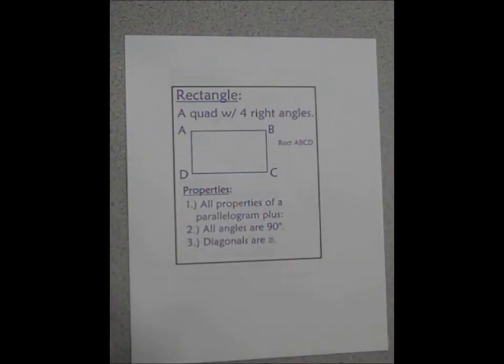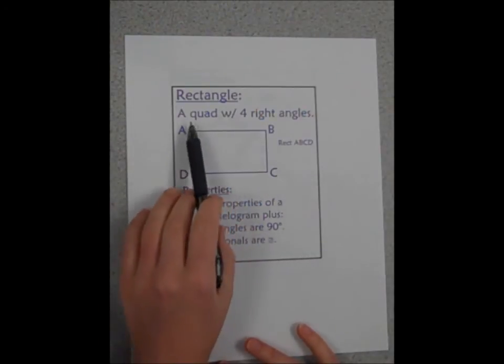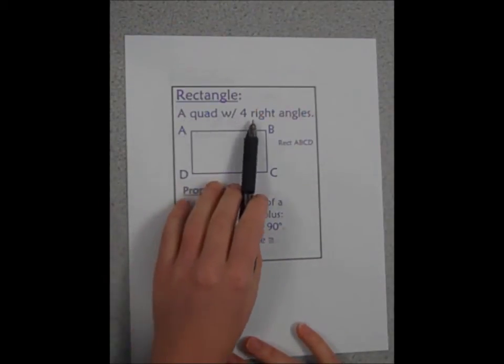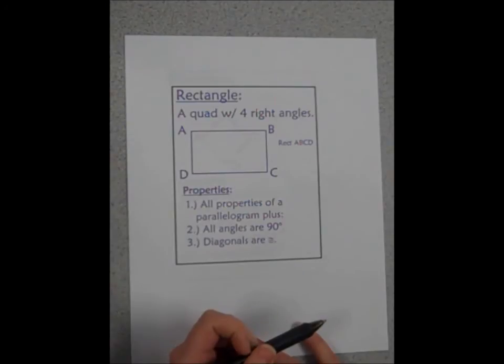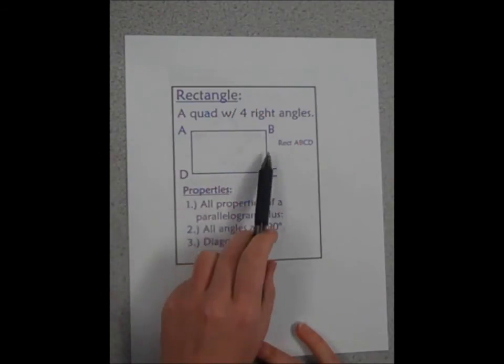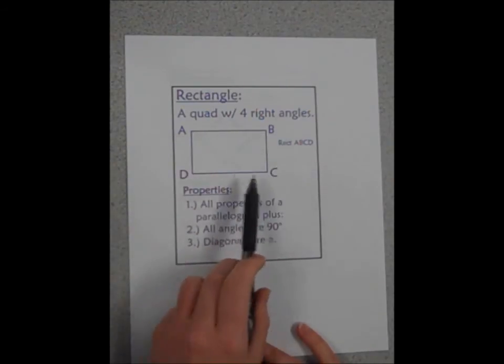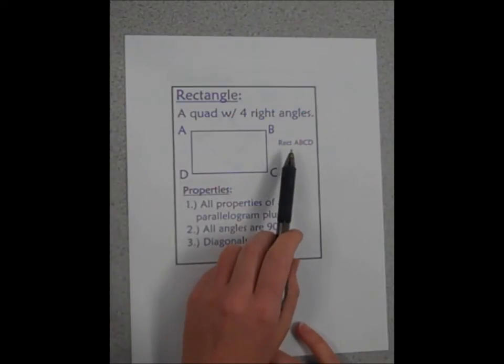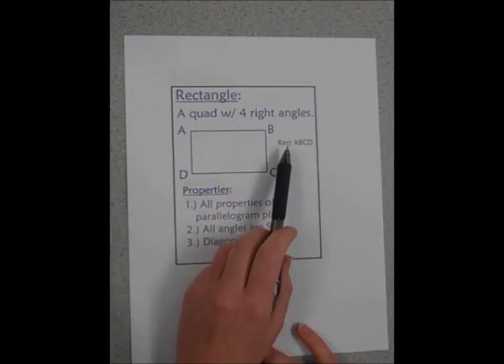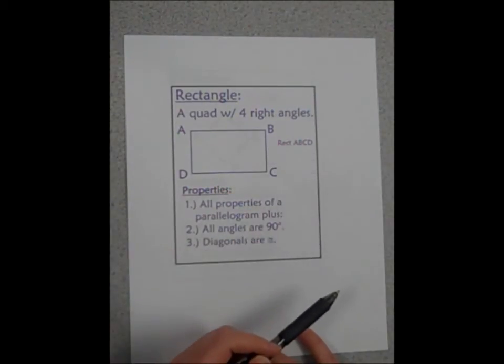Next, on your space down under rectangle, the definition of a rectangle is a quadrilateral with 4 right angles. Okay, still we drew a rectangle here. We're still going to call them A, B, C, D. There is no symbol for rectangle. Only a parallelogram has a symbol. So you're going to have to write rectangle A, B, C, D.